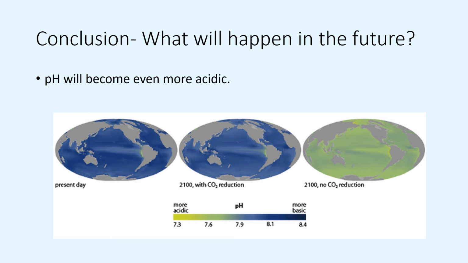So in the picture down below, this is present day to the left, and as you can see, it's at a more basic level, kind of below 8.1. And then you can see in the middle, this is in a perfect world what would happen in 2100 with CO2 reduction, so it'd hopefully be the same. But if there's no CO2 reduction, it goes down to 7.3, which is about 1 point lower, which is not good.